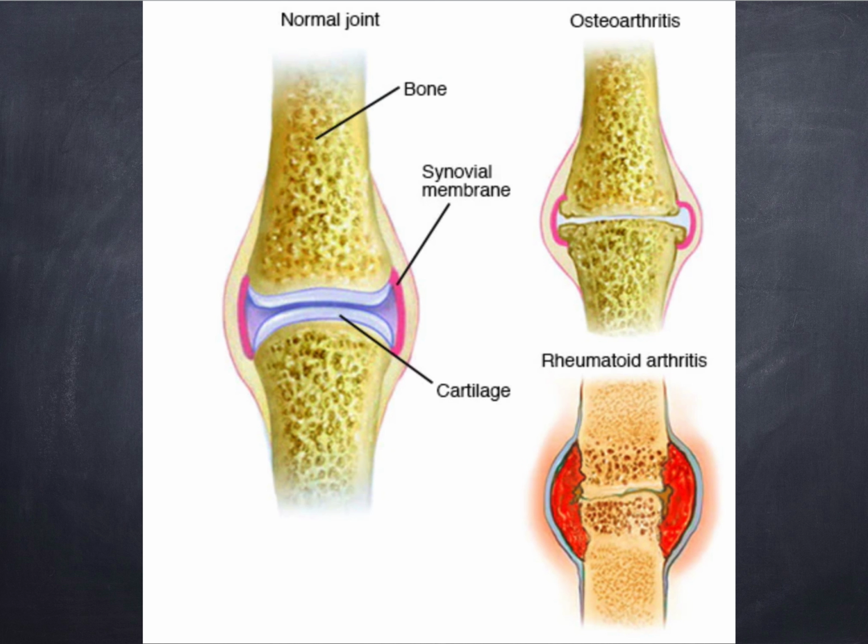So here we have what is a normal joint. Here we have the bone, and then we've got the cartilage that protects the bone and the joint, and then the synovial membrane, which lines the joint.